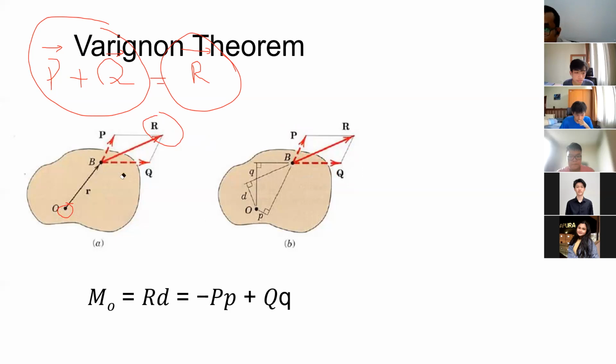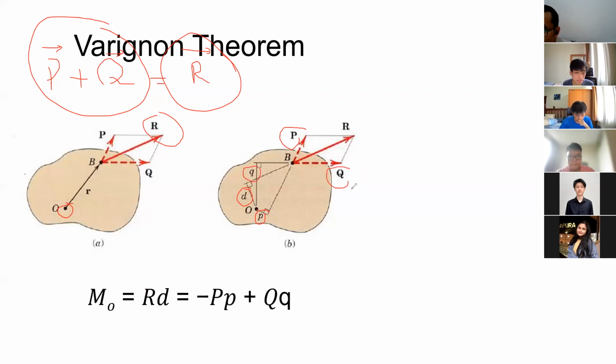So basically, if we know that the perpendicular distance of vector R to point O is D, then the moment which is caused by vector R at point O will be R multiplied by D. And if we know as well the perpendicular distance of vector P from point O is small p, and the perpendicular distance of vector Q will be small q here.